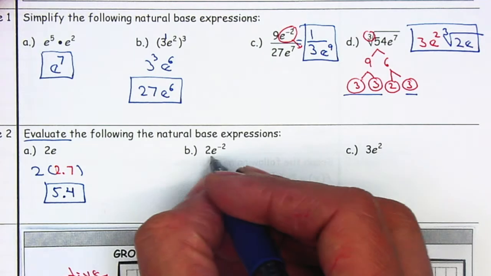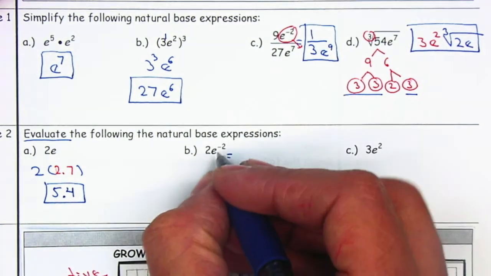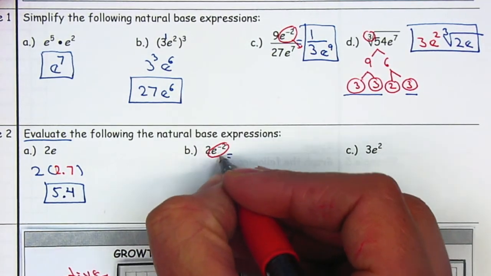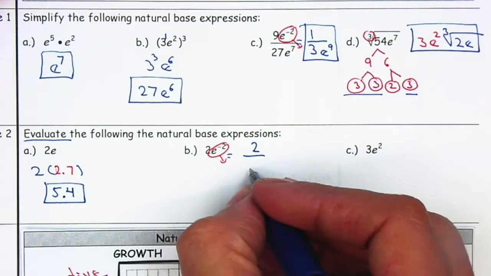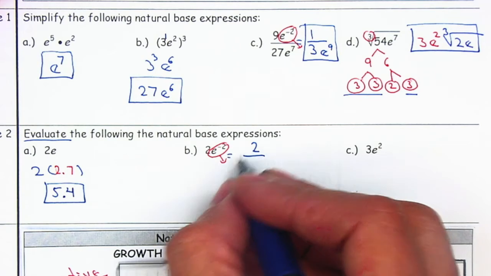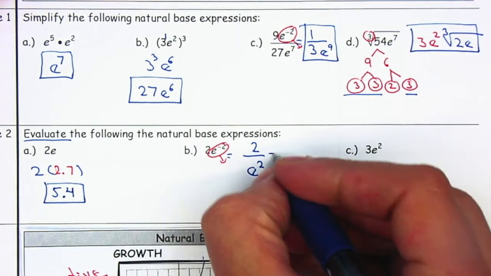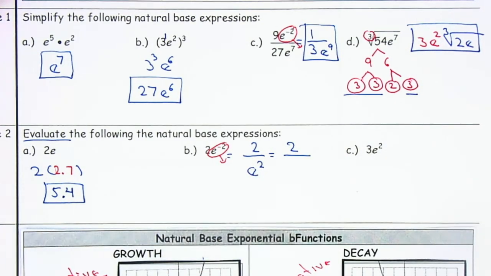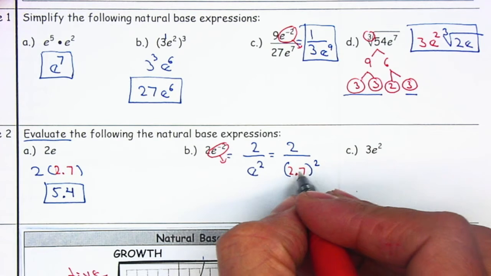For letter B, before we actually substitute the value of 2.7 for the e, we notice that there's a negative exponent, so we need to simplify first. We're going to bring it to the denominator. The 2 stays outside. Inside, the 2 stays on top. On the bottom will be e squared. I'm going to replace the value of e now with 2.7. So it'll be 2.7 squared.